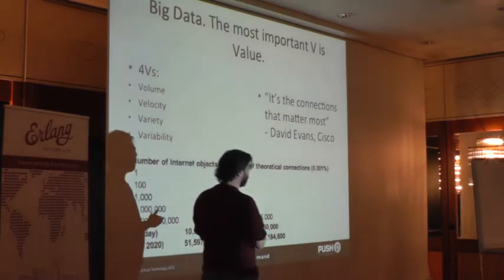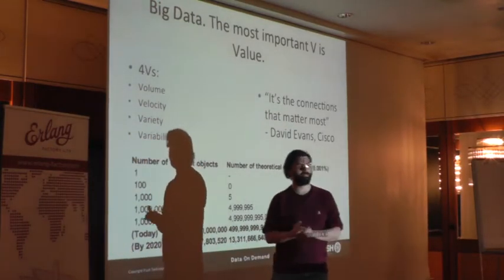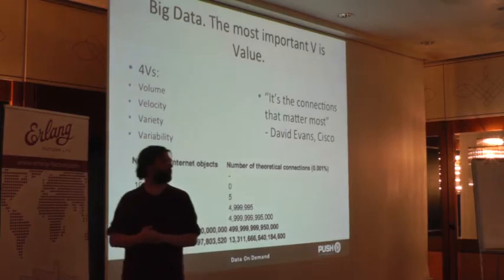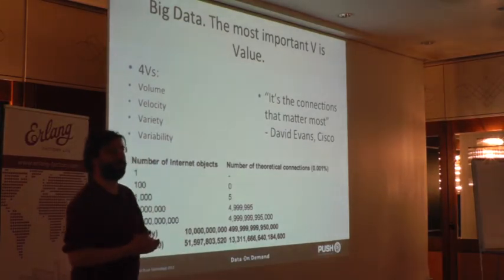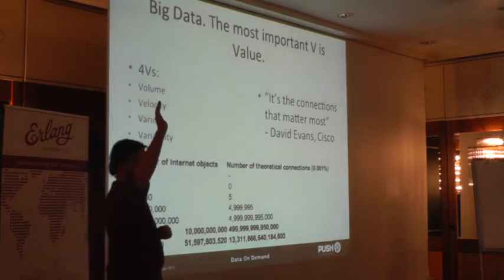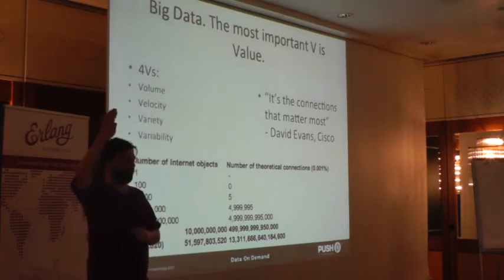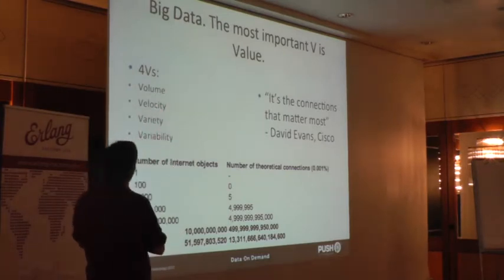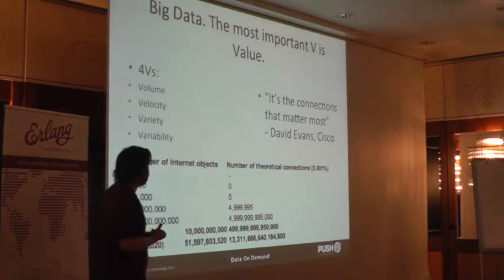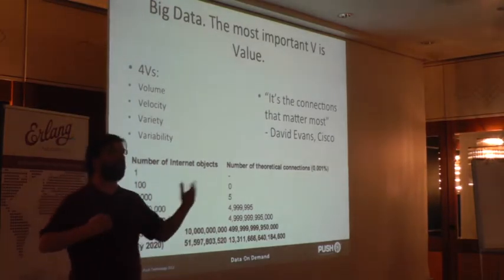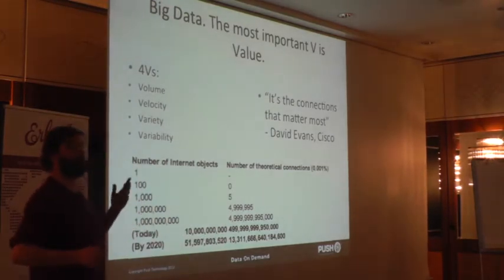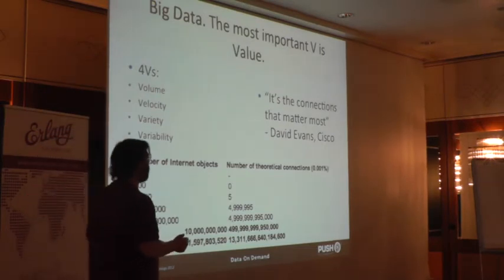Who here has heard of the 4 V's of big data? Hands up who has. Okay, so 2 people have lost their voice, everyone else hasn't heard of it. Excellent. Okay, so volume, velocity, variety, and variability are classed as the 4 basic aspects of big data that most people care about. They're wrong.